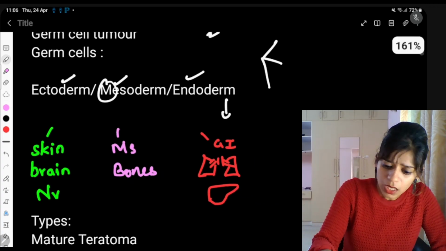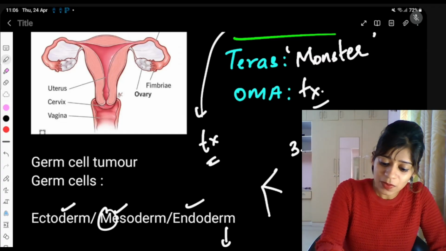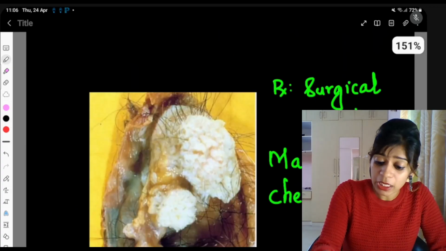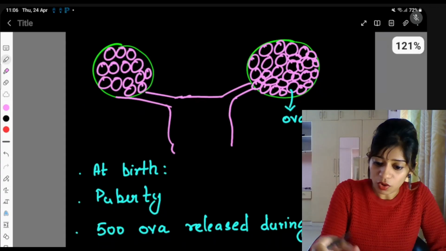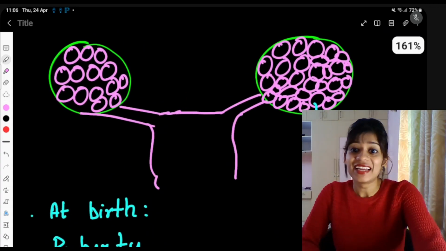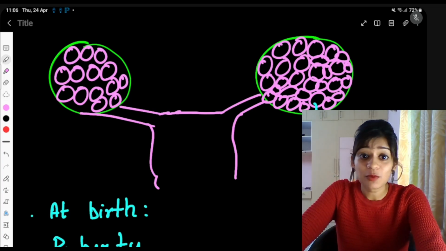Now, why did I talk about endoderm, mesoderm, ectoderm? I'll talk about germ cells and then you will know why I told you about these 3 layers. Girls or boys, I take class for a girl here, so it just automatically came. Girls and boys, listen.